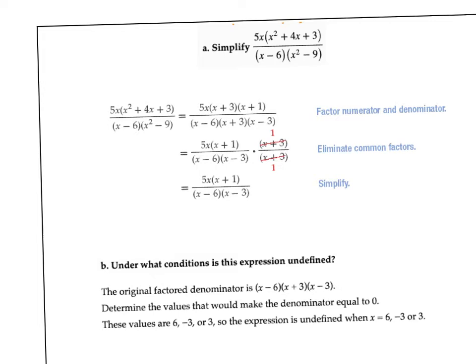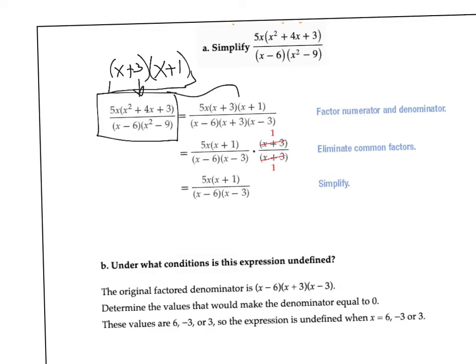So here's our starting fraction. So I see that the top, I have x squared plus 4x plus 3. So we can factor this. Remember, we're looking for two numbers that add up to 4 and multiply to 3. So I know that would be x plus 3 and x plus 1. So if I multiply 3 times 1, I'll get 3. 3 plus 1 will give me 4. So that's how this gets placed here.